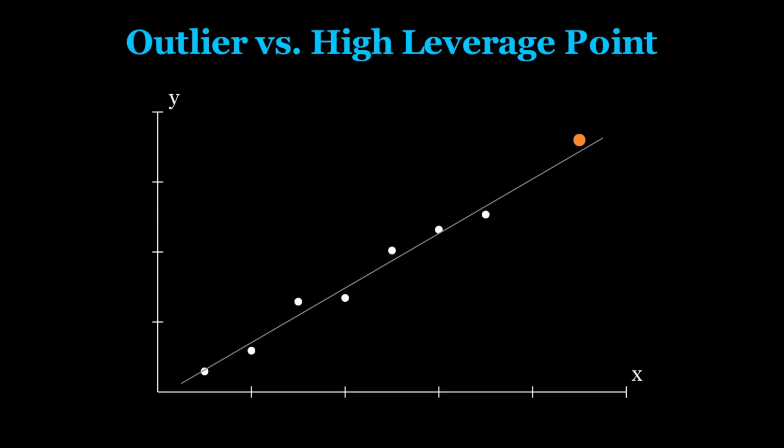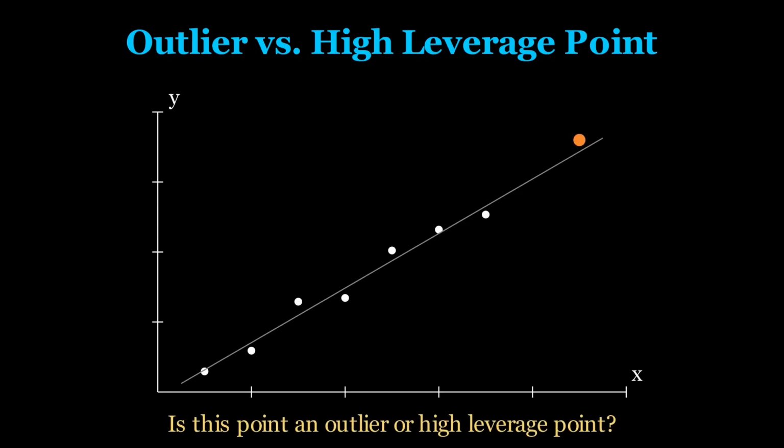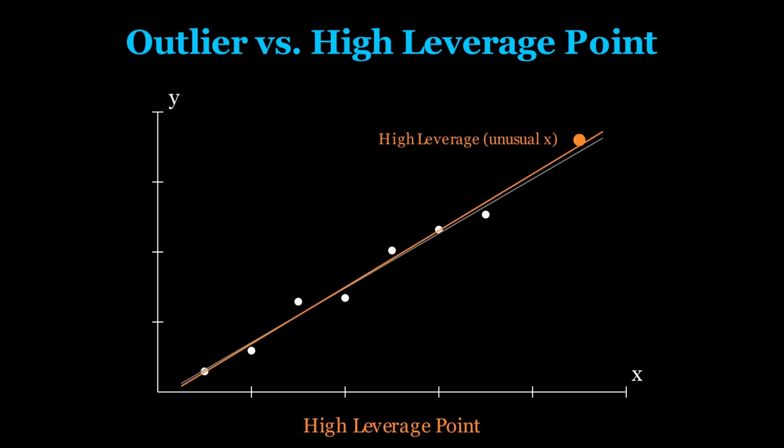Now let's add another unusual point, far to the right of the other data. Do you think this is an outlier or high leverage point, or maybe both? This point is just a high leverage point. A high leverage point has an unusual x value. It is unusual in the horizontal direction. However, because this point falls right on the fitted line, it is not an outlier. It is not unusual in the y direction.